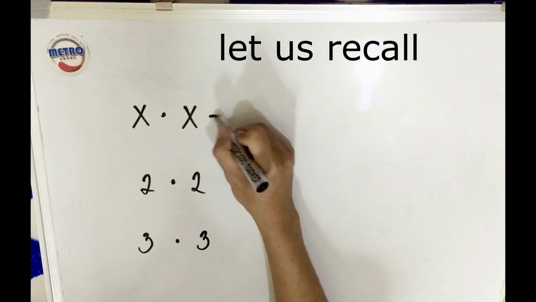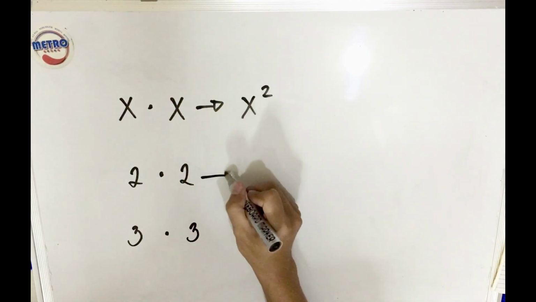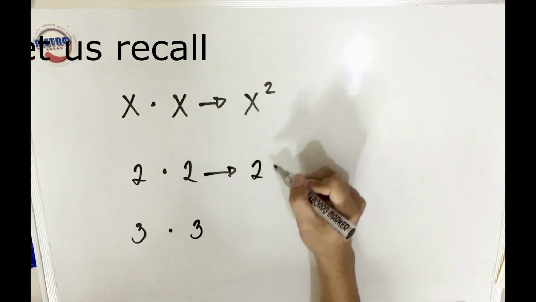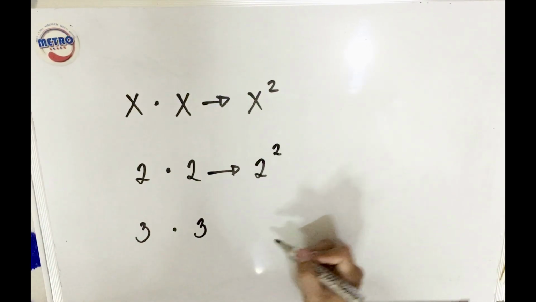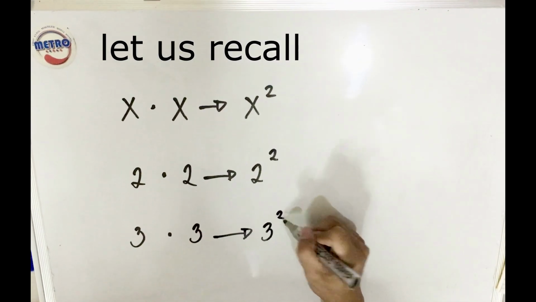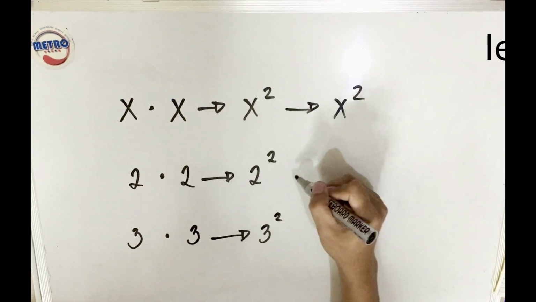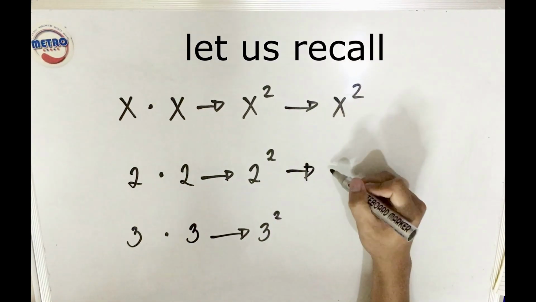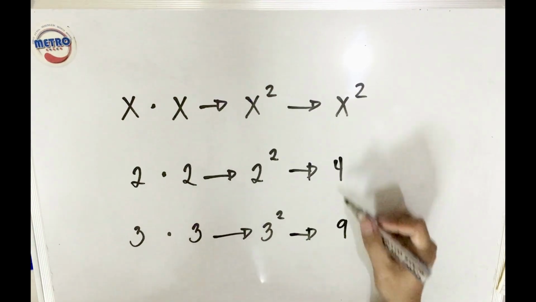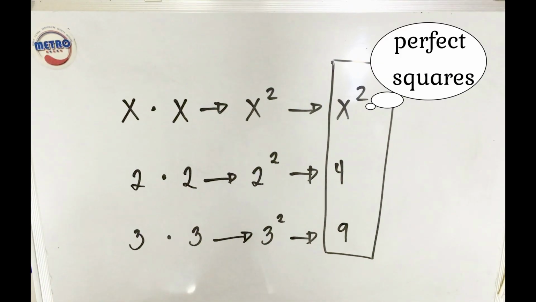X times x can be written as x squared. 2 times 2 can be written as 2 raised to the power of 2. And 3 times 3 can be written as 3 raised to the power of 2. X squared is x squared. 2 squared is equal to 4. And 3 squared is equal to 9. These are examples of a perfect square.